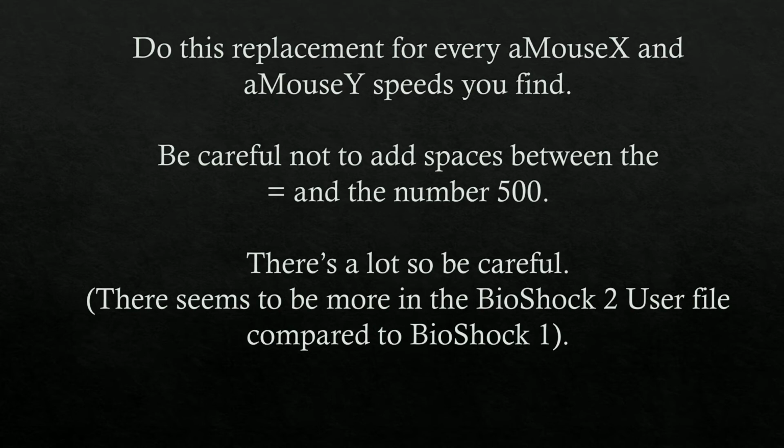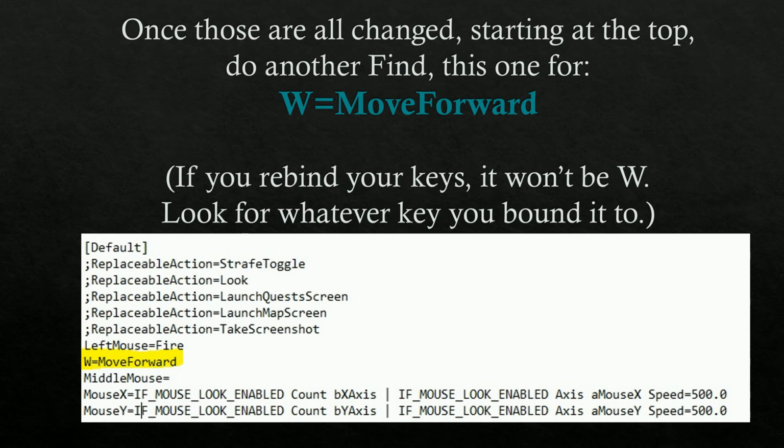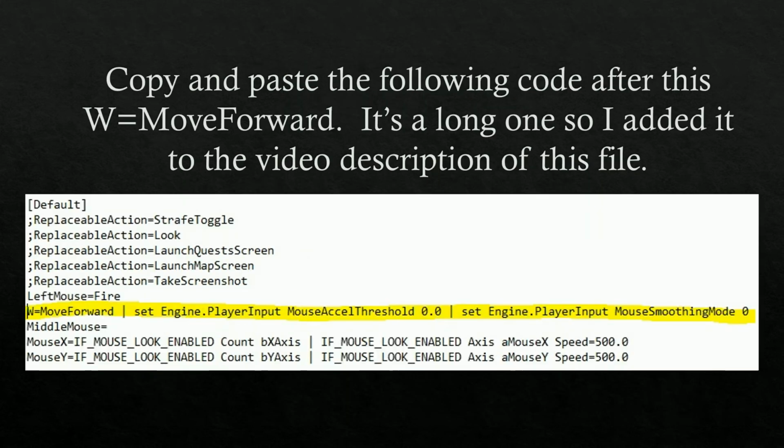So once you do all that, there's one last thing you need to find. You're going to type in your Control F find box, W equals move forward, and that's assuming that your keybind is the WASD. For me, it's not, so I had to look for right mouse equals move forward, but for the majority of people, you're just looking for W equals move forward. So once you find it, you need to copy this really long code right next to it.